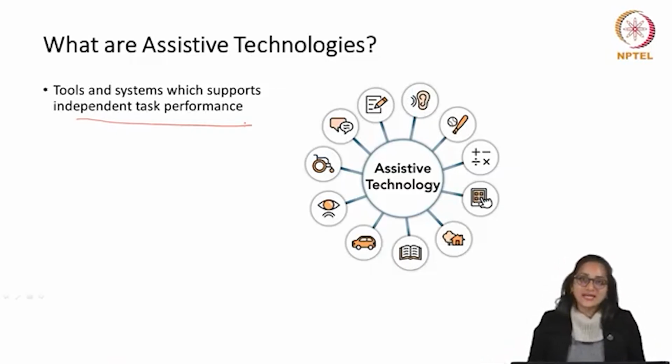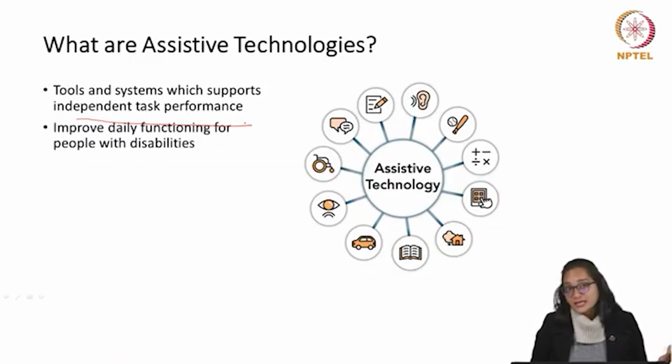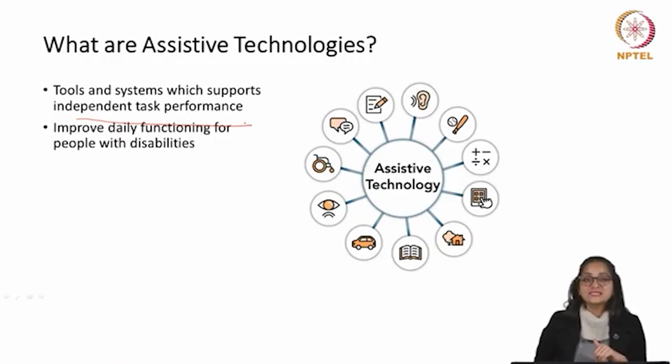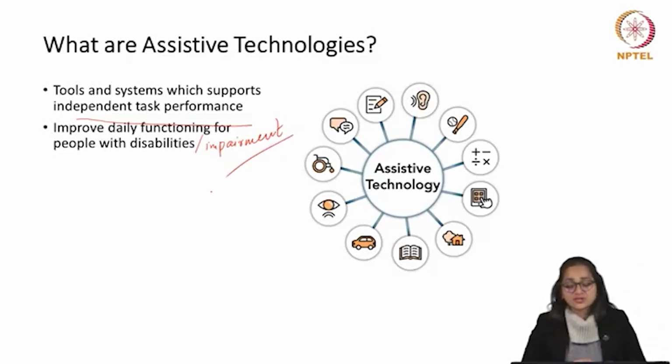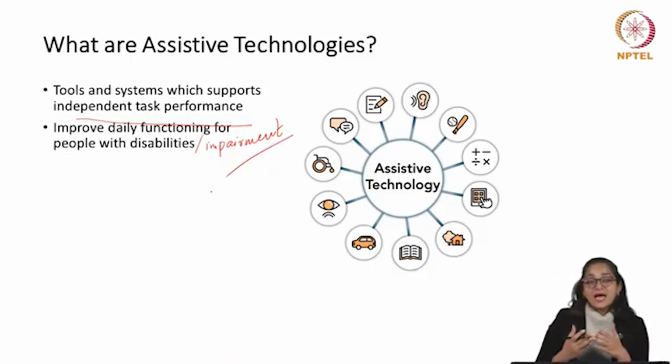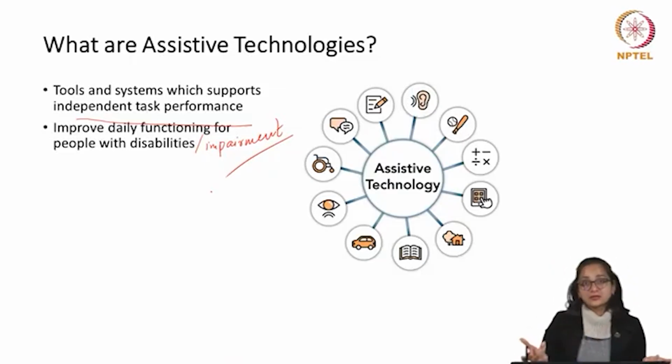So any tool, any machine, any support system which is enabling independent task performance comes under the definition of assistive technology. It can help you in improving your daily functioning, particularly in the case of people with certain disabilities or impairments. I just don't want to say that it is only a disability, because then that is a constricted definition. People who, as I said, have myopia also have a visual impairment, right? And these glasses are able to help us in our day-to-day functioning.